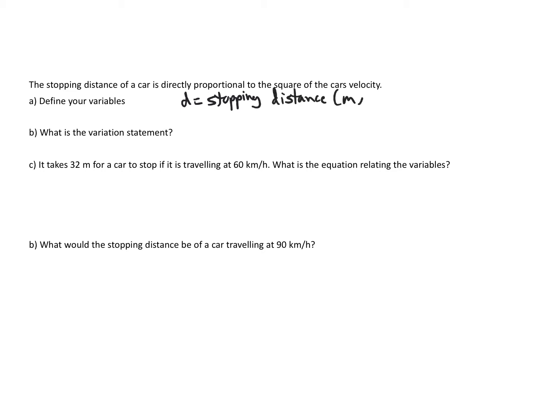And we'll put that in meters. And then v is velocity. And this will be kilometers per hour. Now the variation statement, all this is d is proportional to v squared. Just putting the words into algebra, and we use the symbol alpha for proportional to, or varies with. Now, that's the same as d equals k v squared, where k is the constant of proportionality.